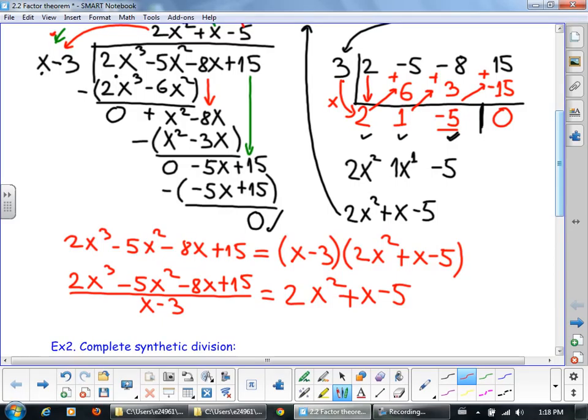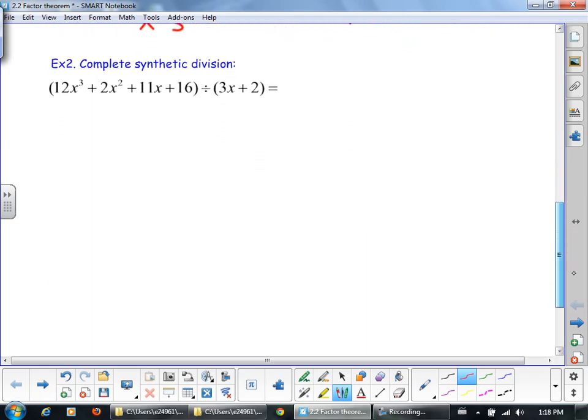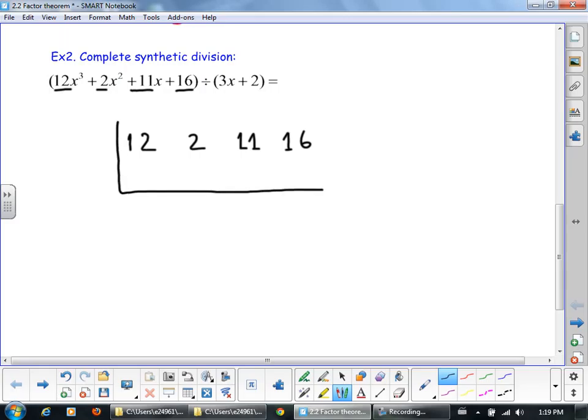We are going to do another example, which is a little bit more complex. So we can just set it up as a synthetic division. We're going to look at the coefficients of our large polynomial. So in this case we have 12, 2, 11, and 16. So we're just going to write them out as 12, 2, 11, and 16. And that weird shaped L with a vertical line at the end is for our remainder. That's the remainder slot. And now we need the restriction.